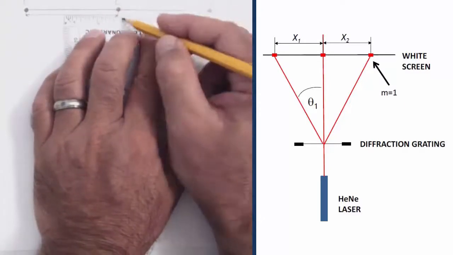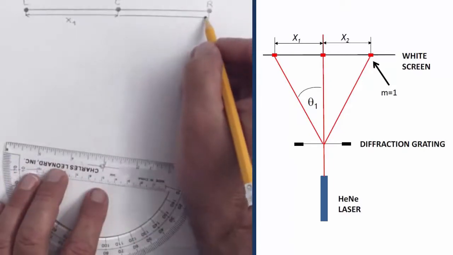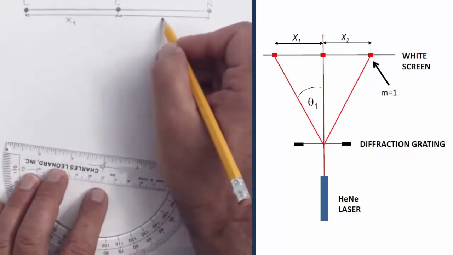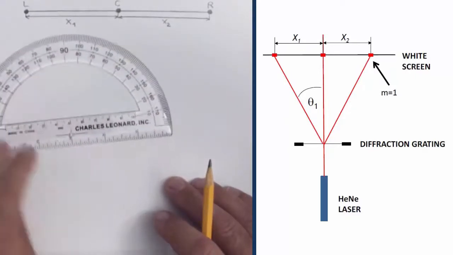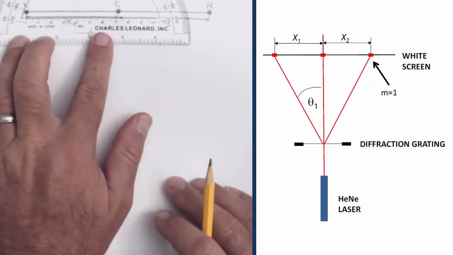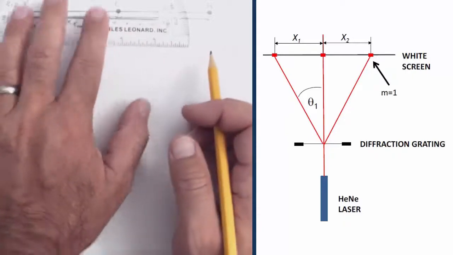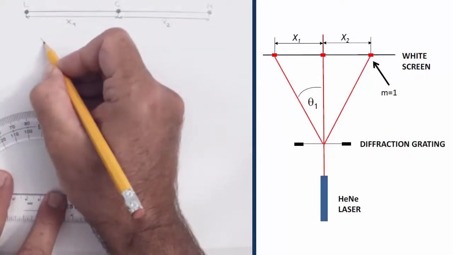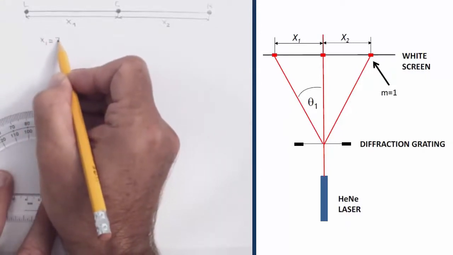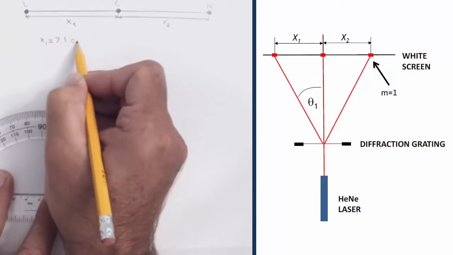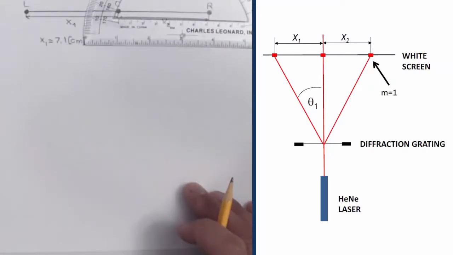And then also the distance between the center dot and the right dot is going to be labeled as x2. Okay, let's now measure the x1 and x2. So it looks like the x1 is about 7.1 centimeter. So our x1 is equal to 7.1 centimeter. Let's measure x2. And as you can see, the x2 is about 7.2 centimeter.